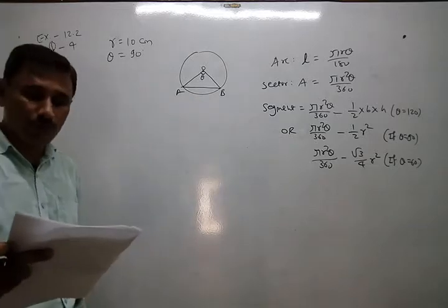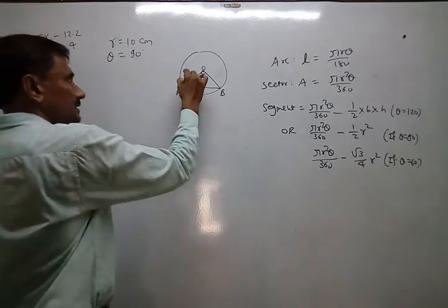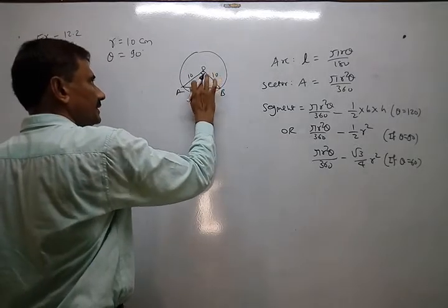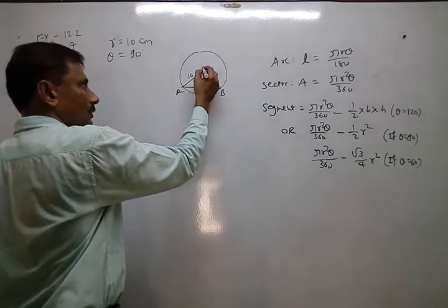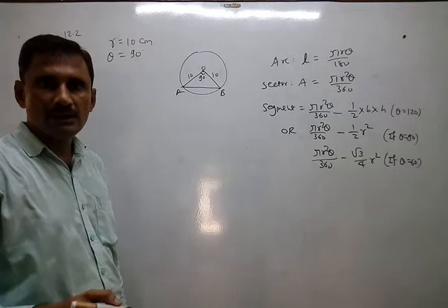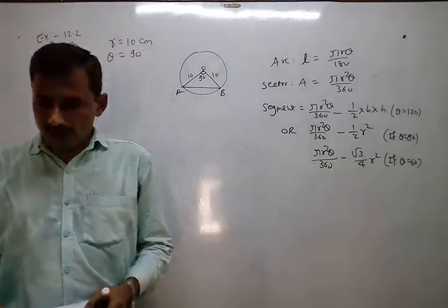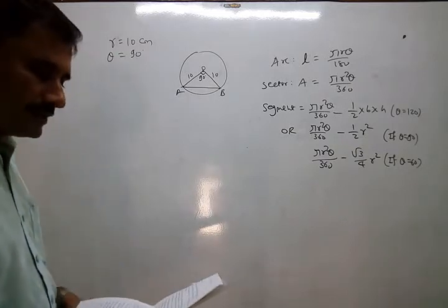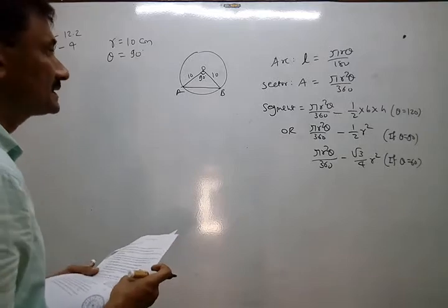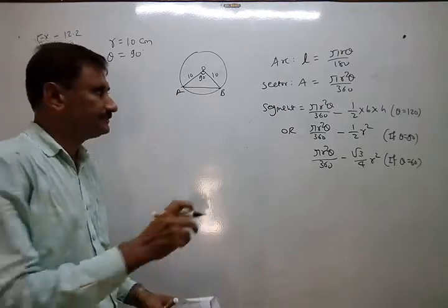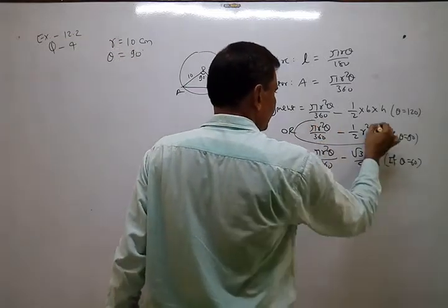Here they have written chord of a circle of radius 10 centimeter subtends a right angle. So these are 10 and 10 centimeter and this angle is 90 degrees. It is subtended by chord or by r, anyway, both are the same thing. Find the area of the corresponding minor segment and major sector. So first of all, minor segment. Here theta equal to 90 is given.